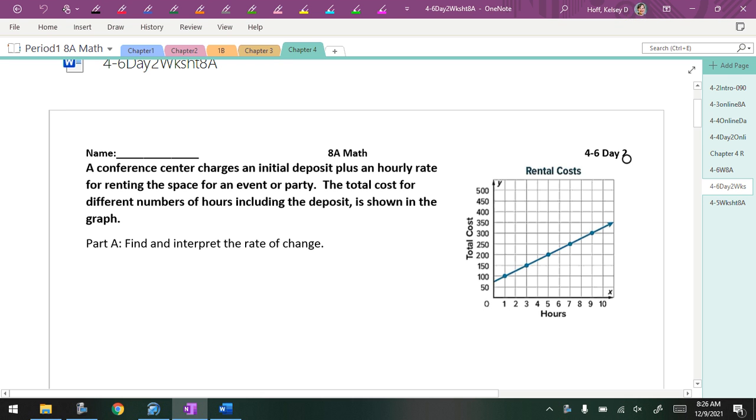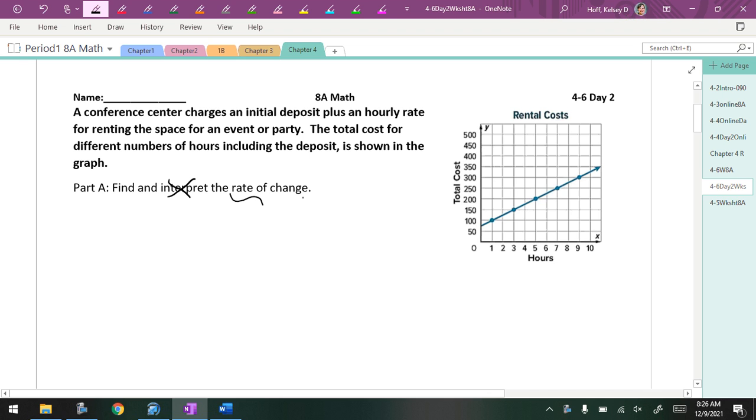A conference center charges an initial deposit plus an hourly rate for renting space for an event or a party. The total cost for the different number of hours, including the deposit, is shown in the graph. Step 1, find, we're not interpreting, we're finding the rate of change. Rate of change is also known as slope. So how am I going to find the slope on this graph?